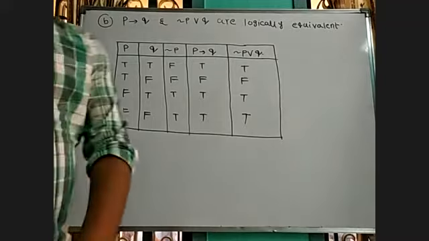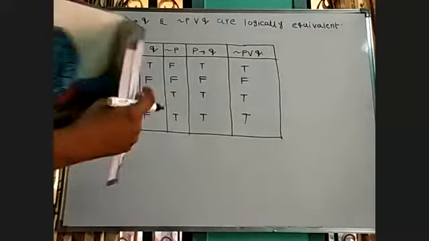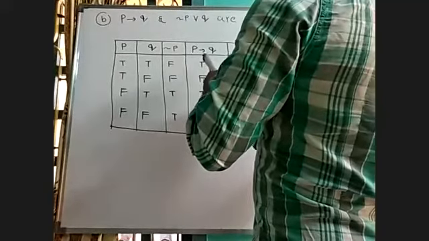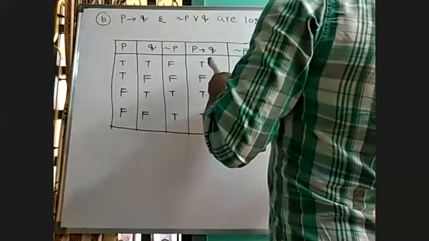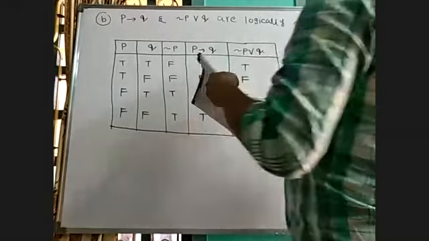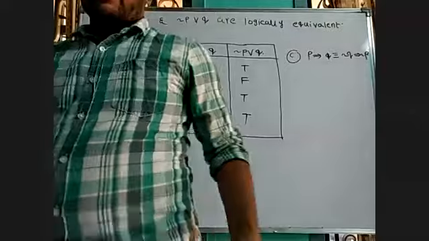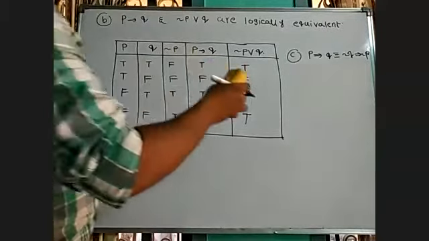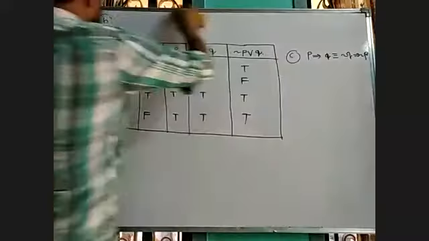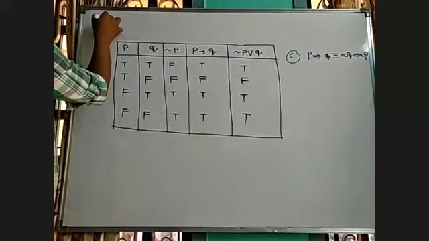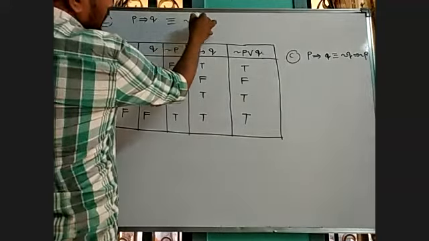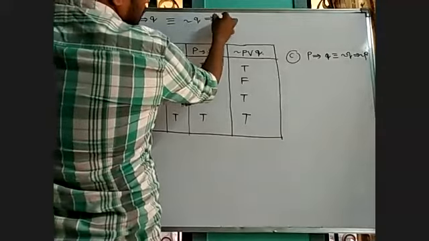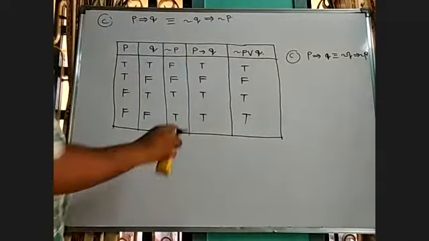Next, I will give some homework, you should do it yourself. See what they give: P tends to Q and negation of Q tends to negation of P. Next, can we solve that? The logical equivalent is: P to Q equals negation of Q to negation of P.